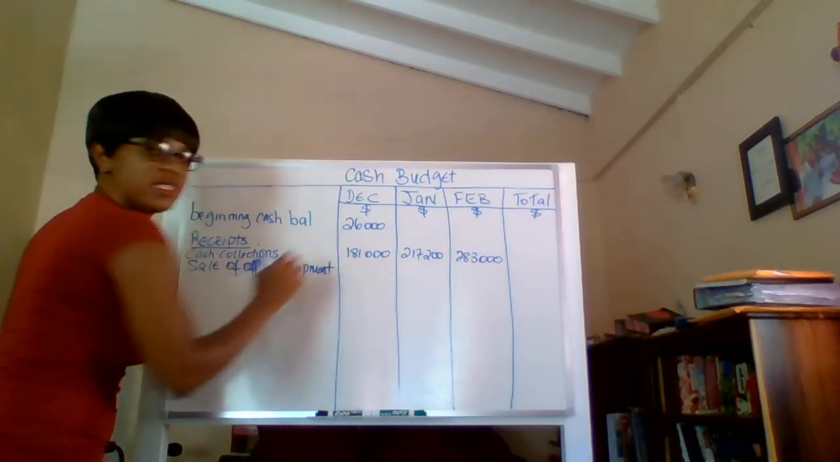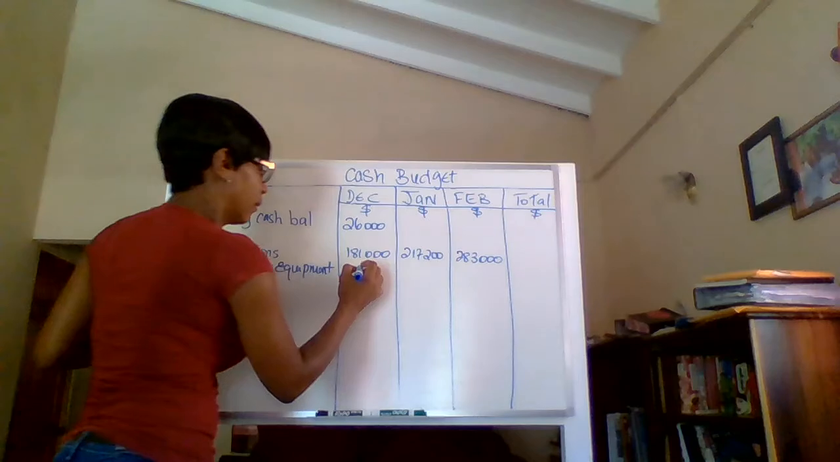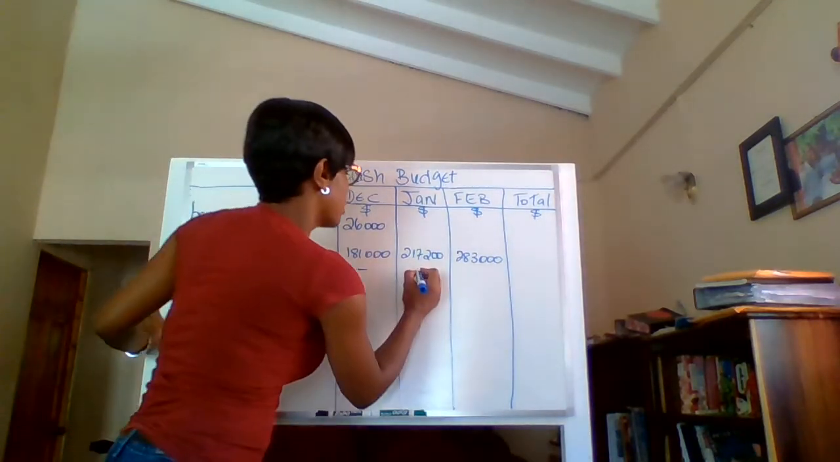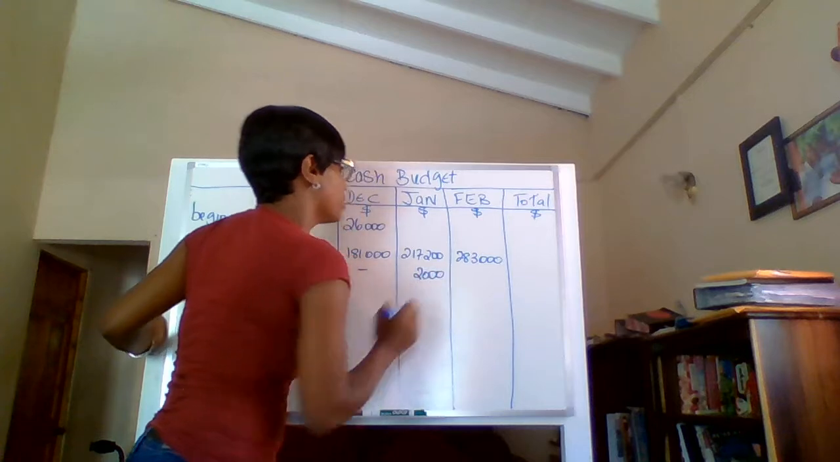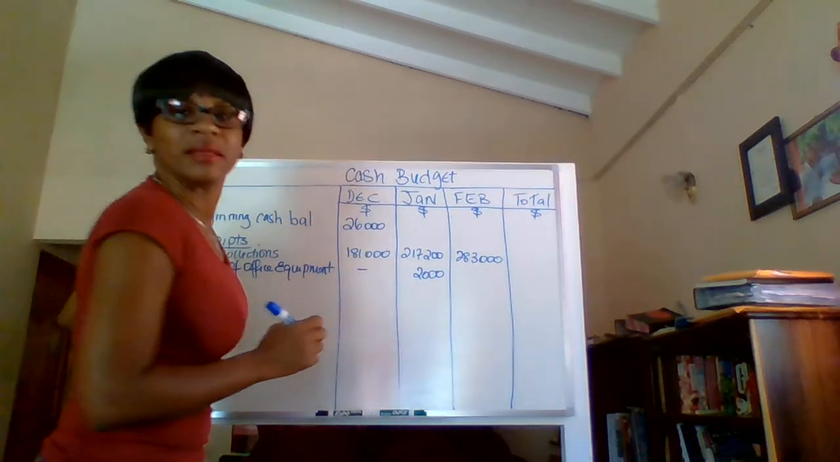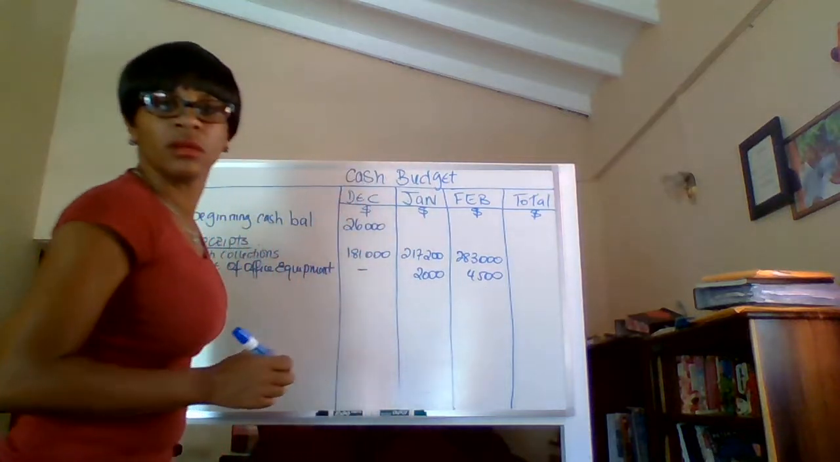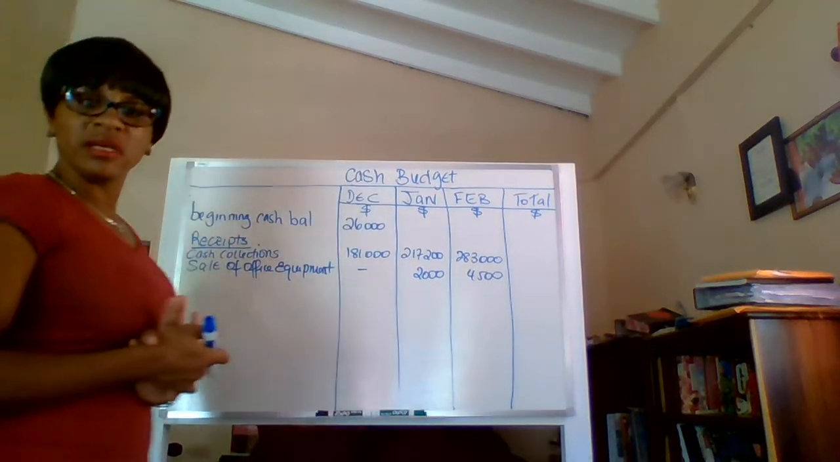Note, in December, there was no sale. In January, 2,000 worth of equipment was sold. You received $2,000. And in February, 4,500 worth of equipment was sold. Depreciation is the next item.